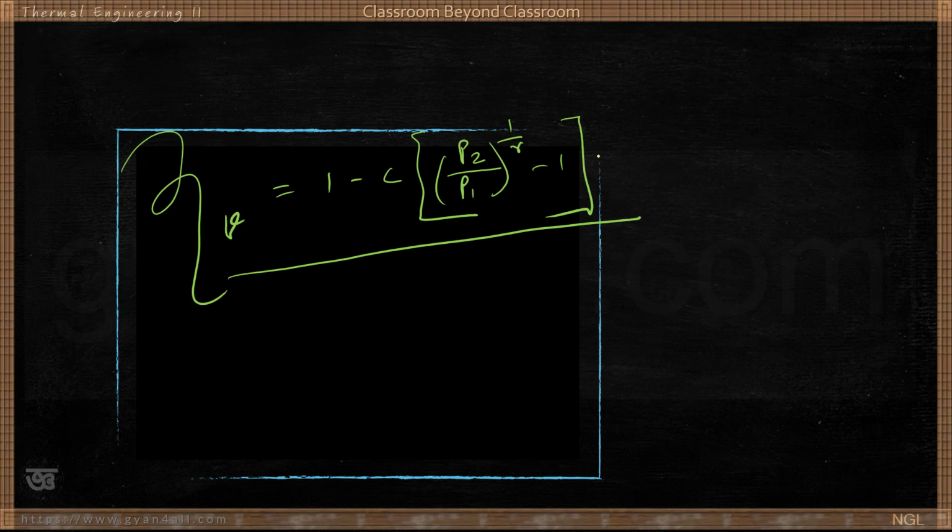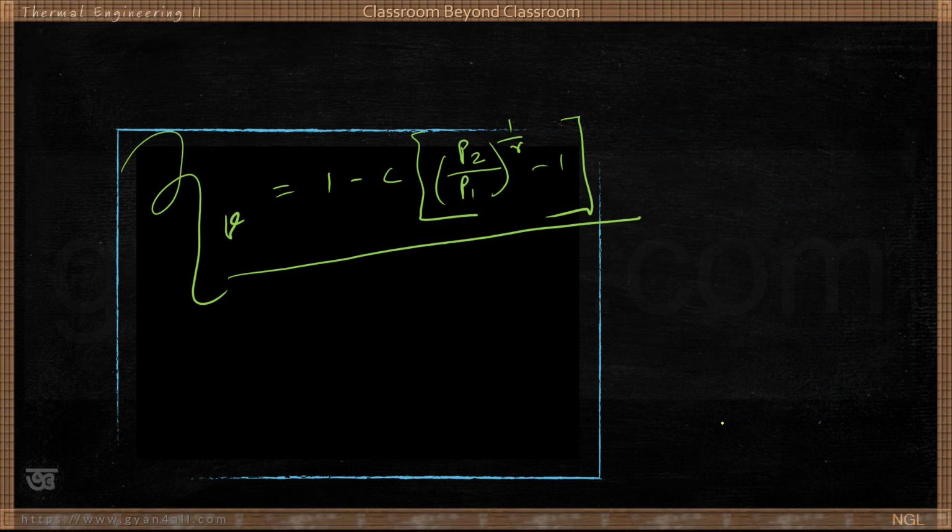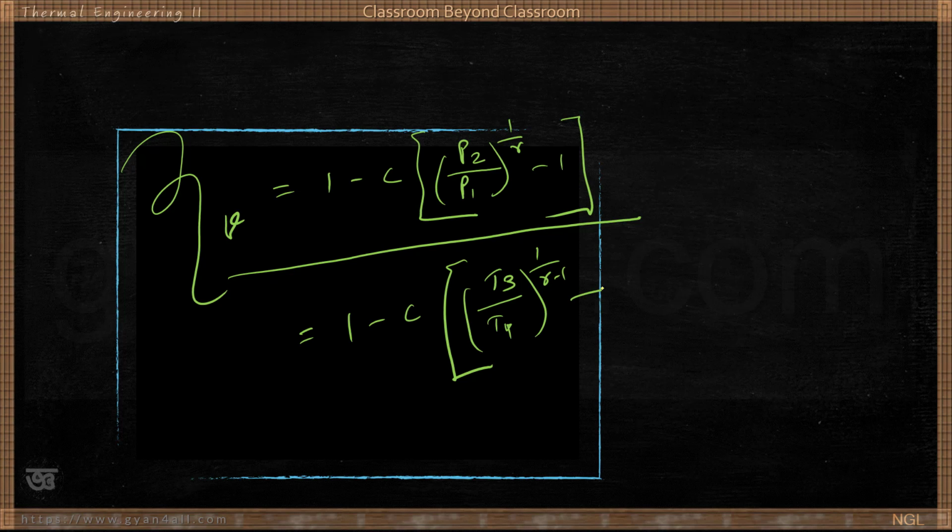This is in terms of pressure. We can also write it in terms of temperature. From this equation, in place of V4 by V3, you can write T3 by T4 all to the power 1 by gamma minus 1. So we can also write 1 minus C times T3 divided by T4 all to the power 1 by gamma minus 1, minus 1.